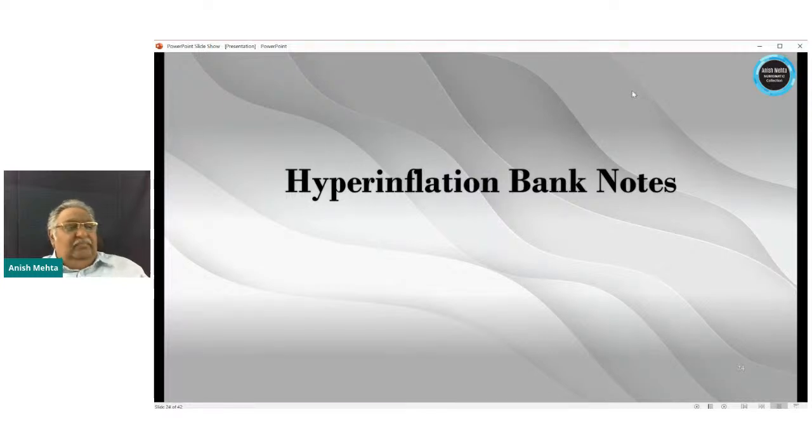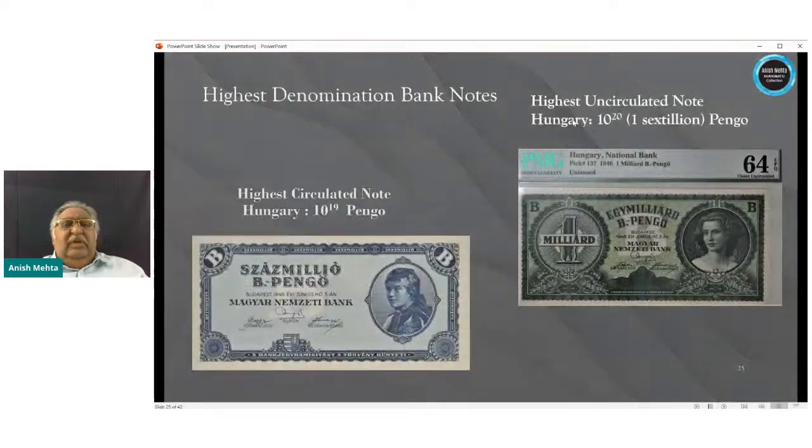Now I would come to the actual banknotes which I collect and which is something of more interest to all of you. These are the two highest denomination banknotes ever issued in the world. One is the 10 raised to 19 pengo note, which is issued by Hungary.